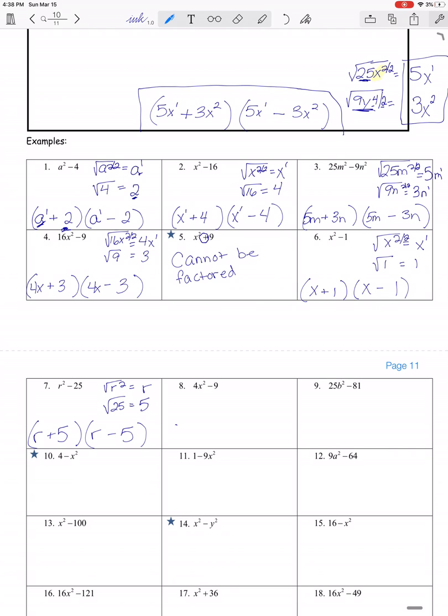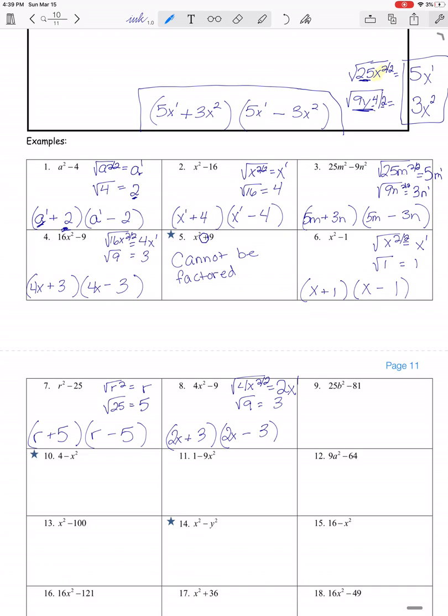For number 8, double bubble, plus, minus. So we take the square root of 4x to the second and the square root of 9. So the square root of 4 in my calculator will give me 2. X to the second, so I divide it by 2 and I get x to the first. Square root of 9 is 3. So I get 2x plus 3, 2x minus 3.